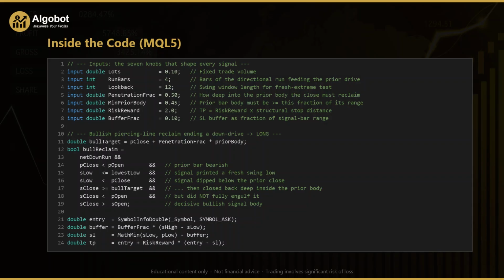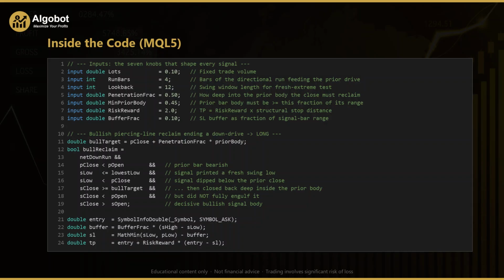Below the inputs is the core long logic. The code reads the prior bar's open and close, the signal bar's high, low, open, and close, and the lowest low of the window. The bull reclaim condition is simply a chain of comparisons joined together. The run was down, the prior bar was bearish, the signal made a fresh low, it dipped below the prior close, it closed at or above the reclaim target, it did not engulf, and it closed bullish. If every one of those is true, the entry is taken.